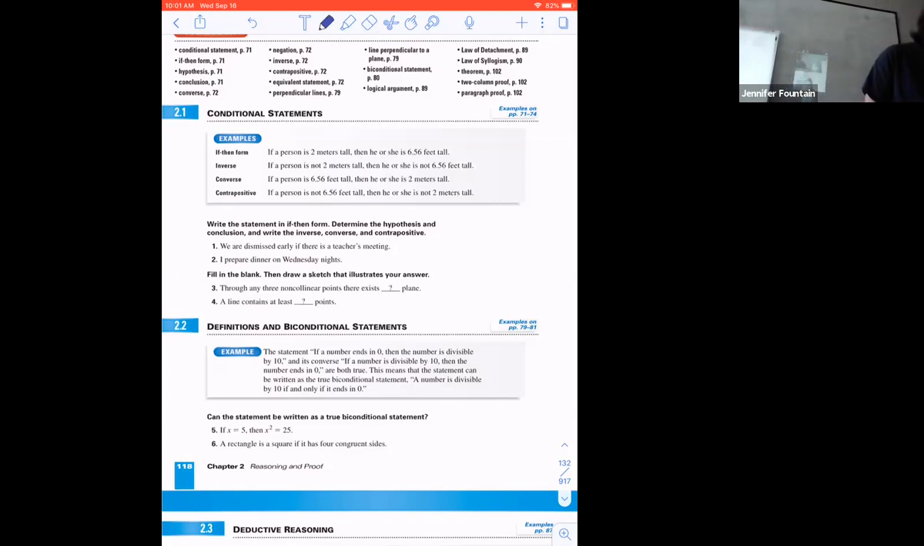We talked about how deductive reasoning is based on fact, is based on things that can be proven. 2.4 reasoning with properties from algebra. Basically, this was the part where we said, oh yeah, remember when we solved equations, the way we did was because of the properties of equality. So if I subtracted from one side, I had to subtract from the other. If I divided one side, I had to divide the other. So all of those properties. 2.5 proving statements about segments, and 2.6 is proving statements about angles.